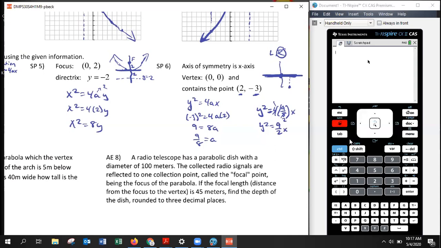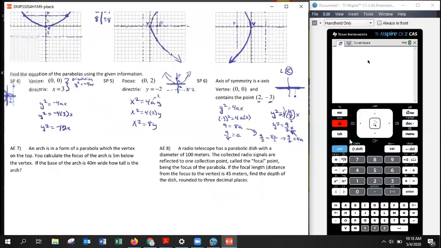Now, what you'll find a lot of times is that we don't solve for a. We actually would rather solve for 4a. So if I divide both sides by 2, 9/2 will equal 8a over 2. So 9/2 will equal 4a. The reason why we want to know 4a is based off of the equation. That is our 4a value.